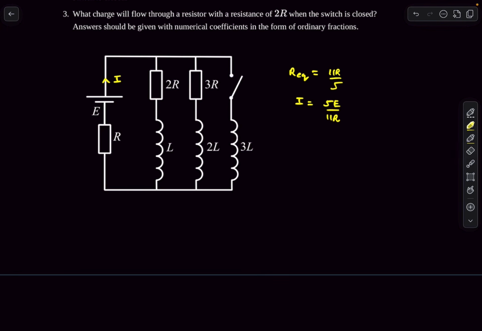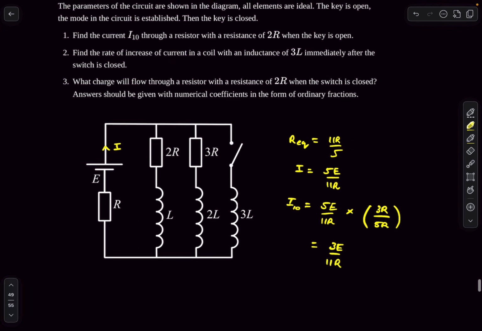Now we can use the parallel current division formula. We have two resistances in parallel, so the current through this branch will be equal to the resistance of the opposite branch divided by the sum of their resistances. I10 would be the total current, which is 5E by 11R, multiplied by the resistance of the opposite branch divided by the sum of the resistances, which would be 5R. So this is nothing but 3E divided by 11R. This is the answer to the first question.